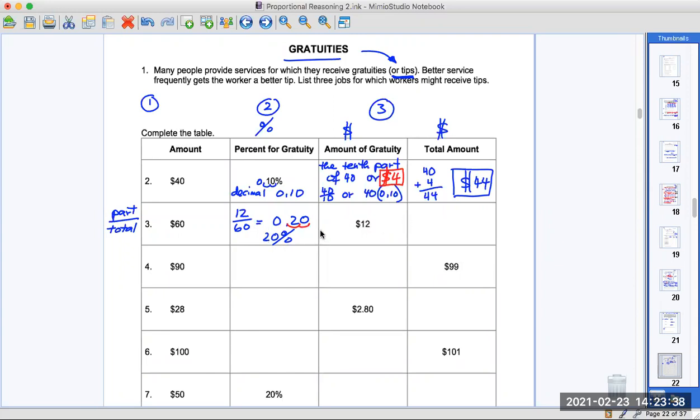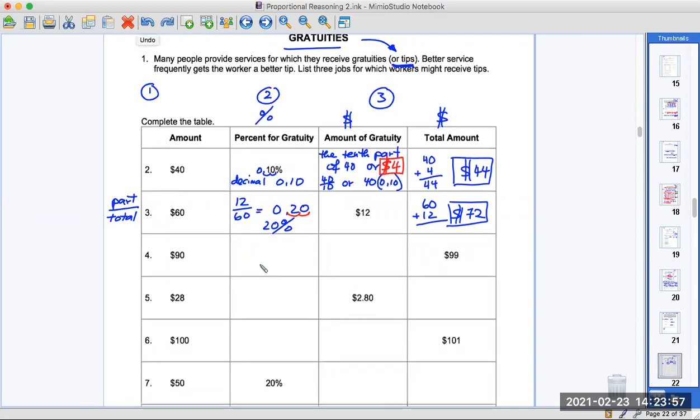So we got the percent, and now we're adding up. We got the $60 bill plus the $12, 60 plus 12 is $72 total. That's your total amount. You add the tip. First you find the tip and then you add it.